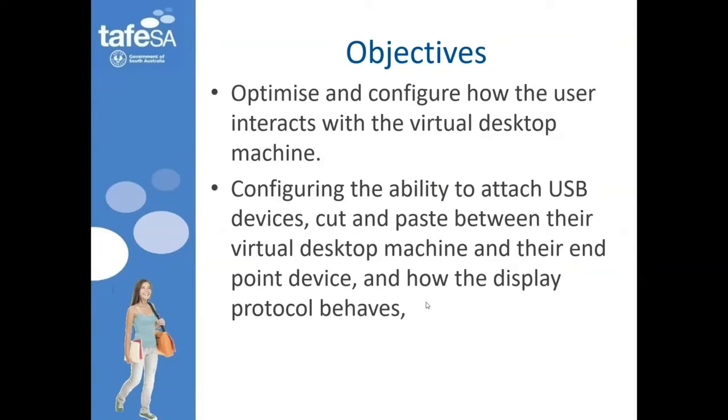So today we're going to look at configuring the ability to attach USB devices, copy and paste or cut and paste between the virtual desktop and the endpoint device, and how the display protocols work. By the end of the worksheet, you'll see that we'll be configuring our systems to launch the window in full screen. We'll be redirecting the copy and paste from our physical end device to the virtual desktop. We'll be connecting our USB drives, like a USB stick that we plug into our physical device, and it will be accessible from the virtual desktop.